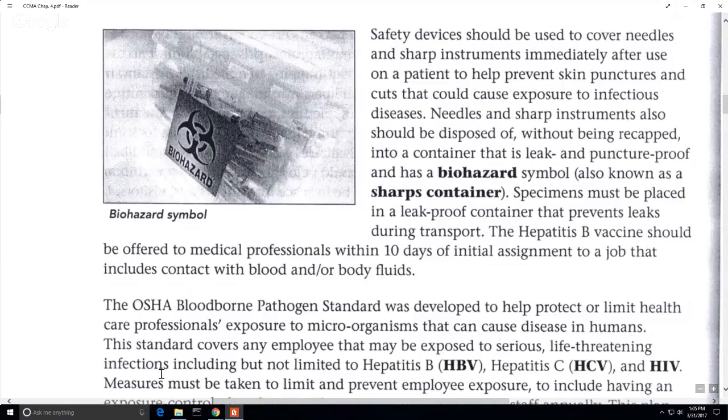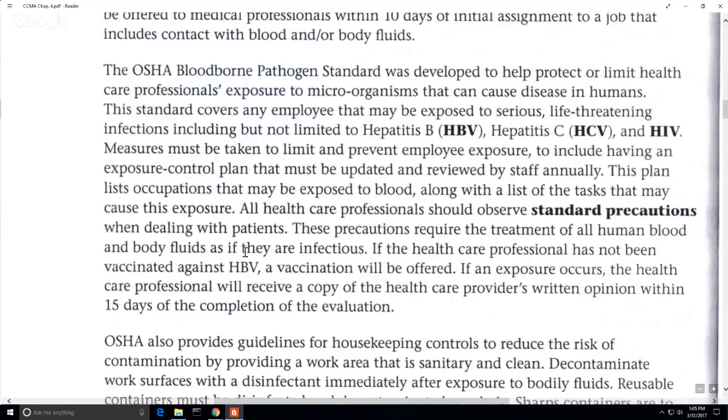The OSHA blood-borne pathogen standard was developed to help protect or limit healthcare professionals' exposure to microorganisms that can cause disease in humans. This standard covers any employee that may be exposed to serious life-threatening infections, including but not limited to hepatitis B, hepatitis C, and HIV.